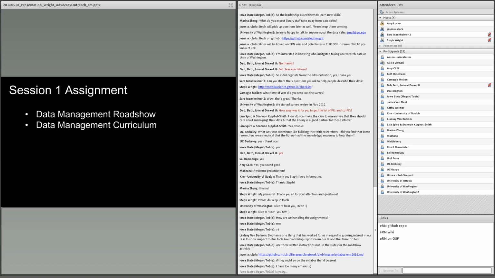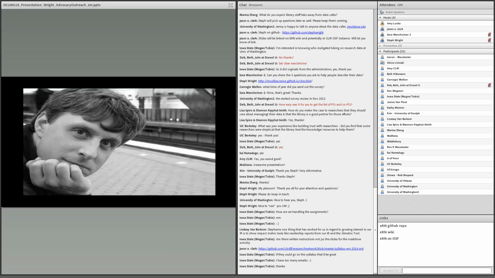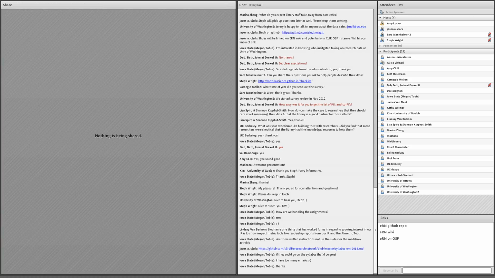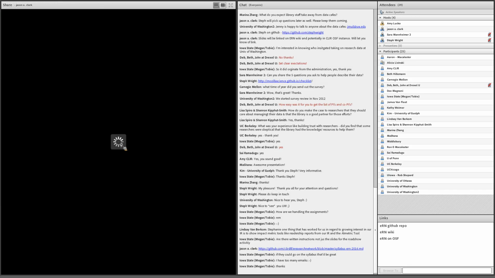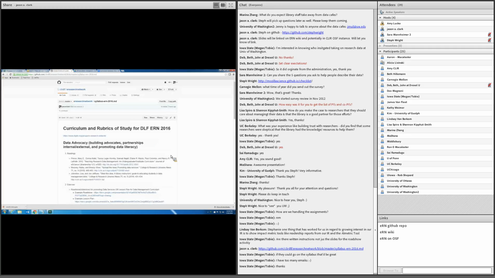I'll leave this one up right here, with our contact information. I'm going to stop sharing and see if I can share my screen. Give me a second. If you all went black, can you see the ClearDLF GitHub account?